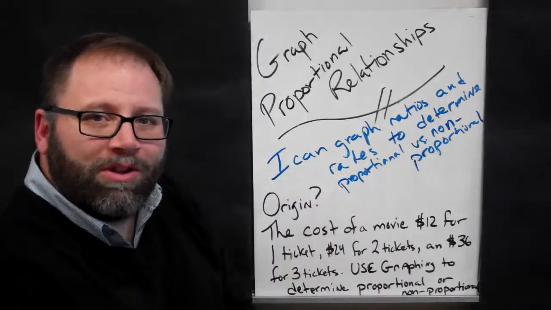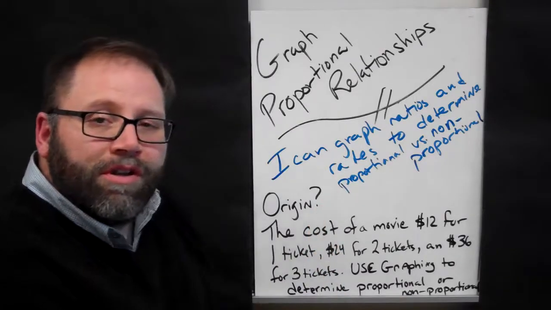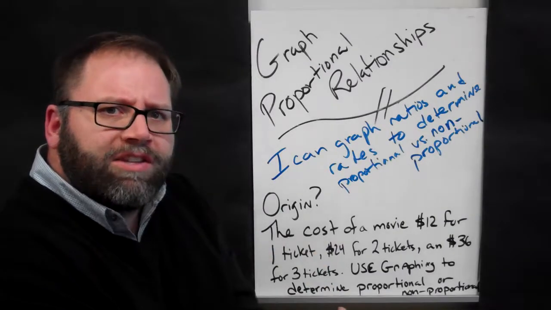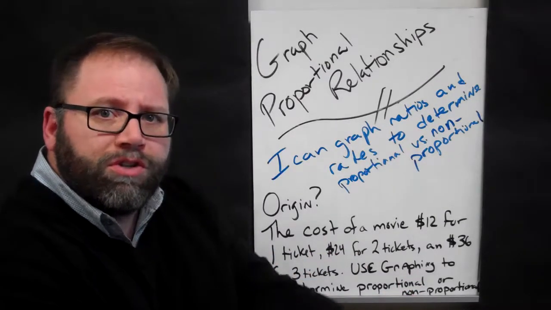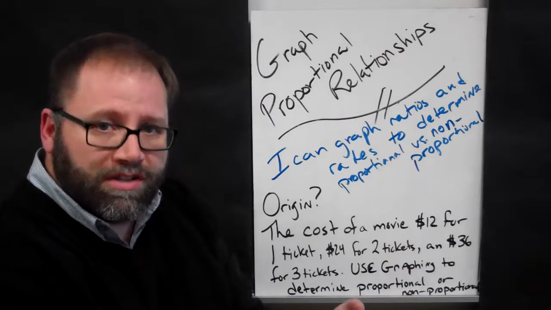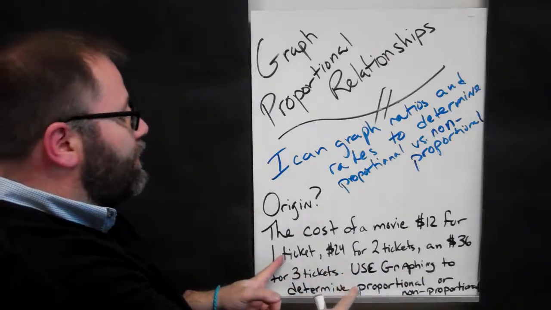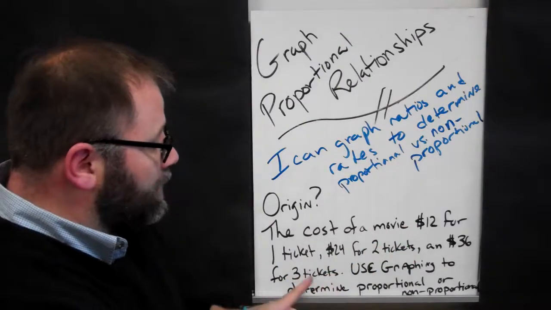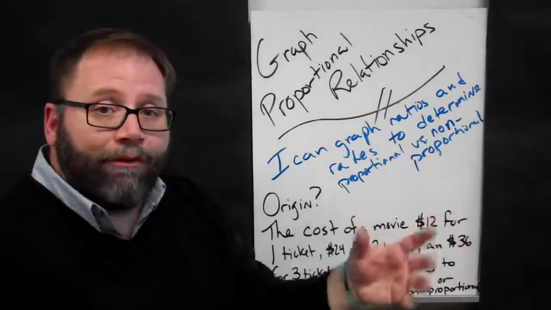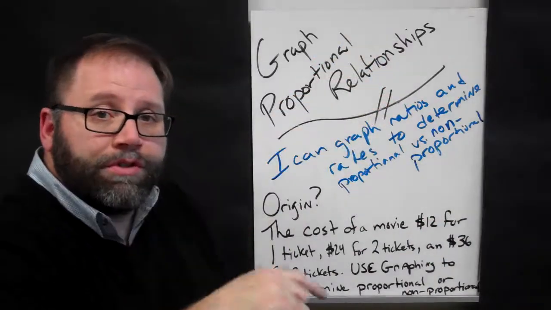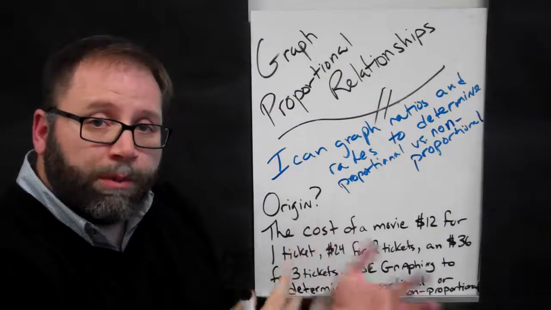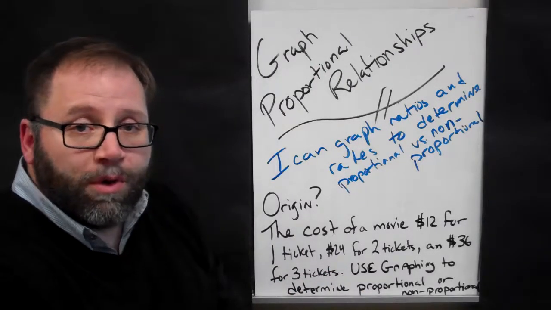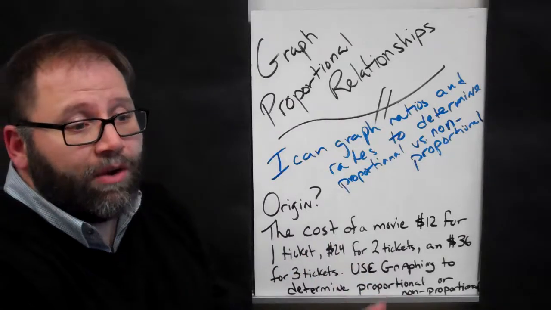So by now what you should be able to do is define the origin and explain where it is. And what you also should be able to do is know what makes something proportional and non-proportional. We should know that it has to pass through the origin and make a straight line. And you should be able to solve this. The cost of a movie is $12 for 1 ticket, $24 for 2 tickets, $36 for 3 tickets. You should be able to graph those out, draw your line, and then determine if it's proportional or non-proportional. As always, if you have questions, you can ask me or Mrs. Benoit, or check your book, or rewatch this video. Thanks.